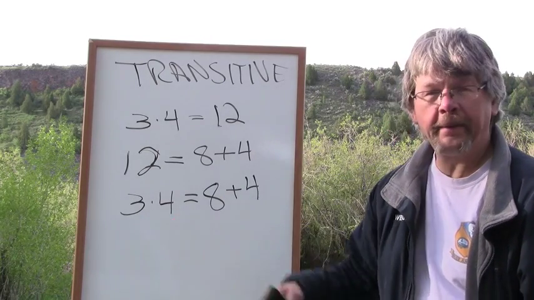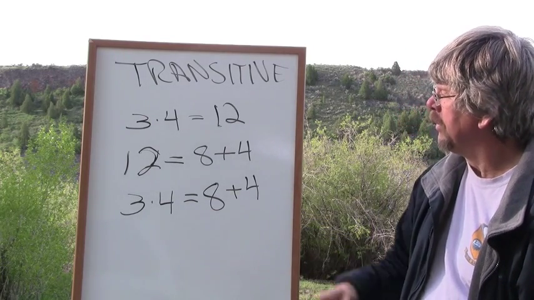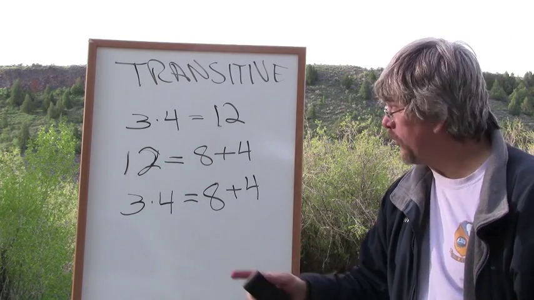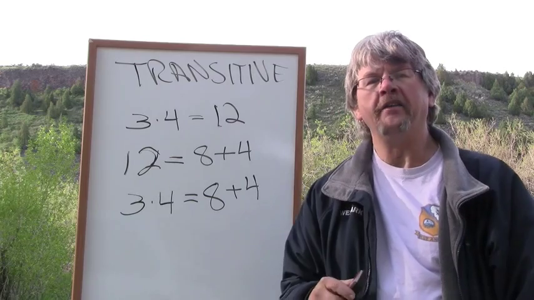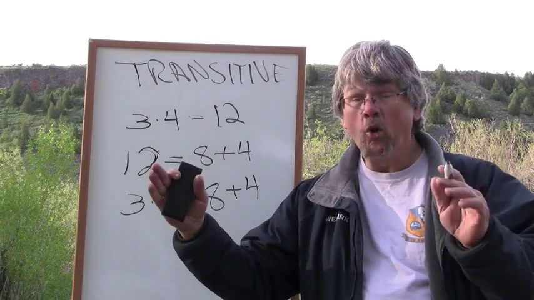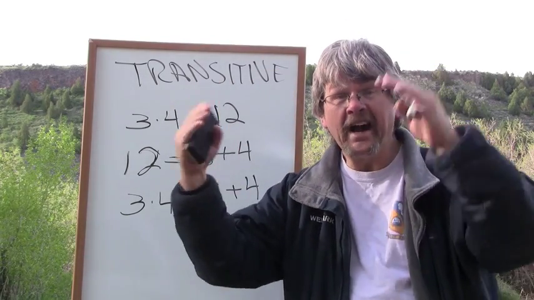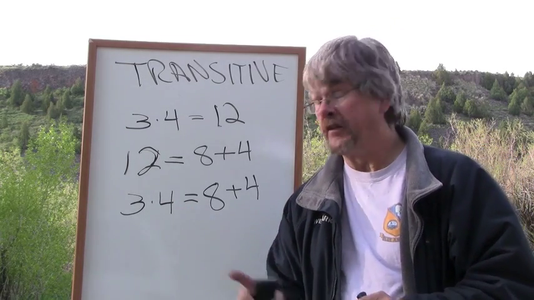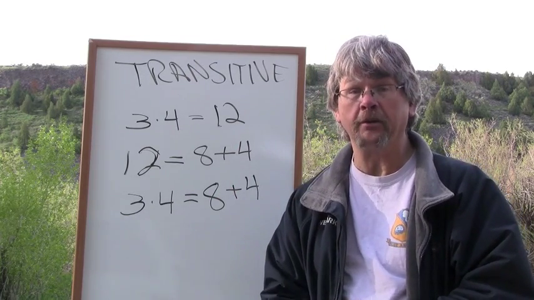We have a multiplication on this side. We have an addition on this side, but they're equal. 3 times 4 is 12. 12 equals 8 plus 4. Therefore, 3 times 4 equals 8 plus 4. That's the transitive property of algebra. This will become very important in more complex equations. When you begin working with equations, you begin to see how some equations are equal to others. This becomes very important for solving problems. This is a great property in algebra that's used.